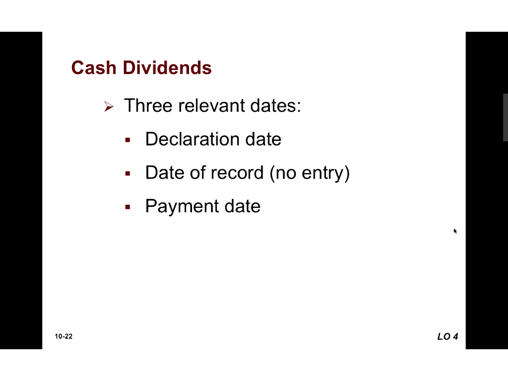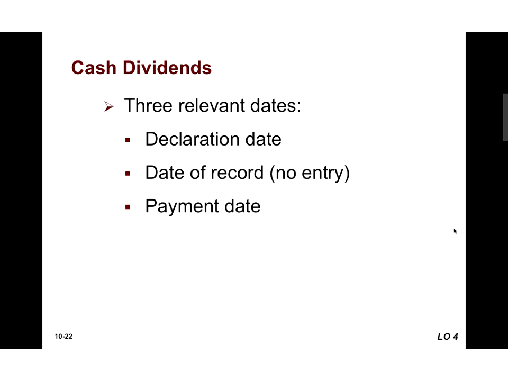So you have 3 dates. There is no entry on the date of record. That's just a bookkeeping thing. If you own the stock on that day, you get the dividend. Stock prices reflect this. The market knows this. So on the last day, the date of record for a dividend, the stock price will be a little higher because anyone owning the stock on that day will get the dividend, whereas if you buy it the next day, you don't get the dividend. The owner on the date of record gets it. So the declaration date and the payment date are the 2 dates that count in terms of recording entries.